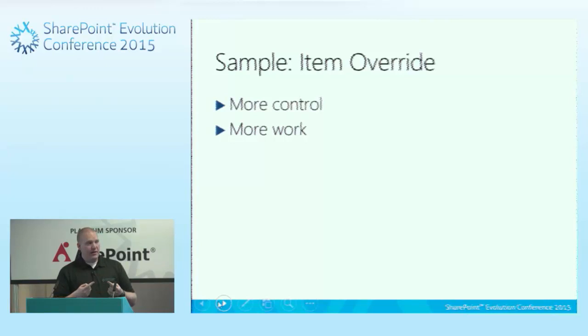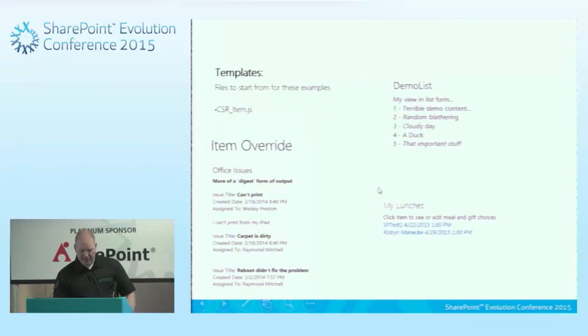That's an item override. So the cool thing is that you get a ton more control. You can explicitly build that thing out however you want. You can put graphics in there. You can use tables, all the HTML and JavaScript that you love. It just takes more work because you're essentially rewriting how that whole thing is displayed now. And I'll show you an example here. Actually, a couple of examples.